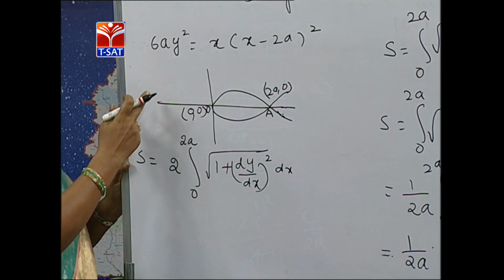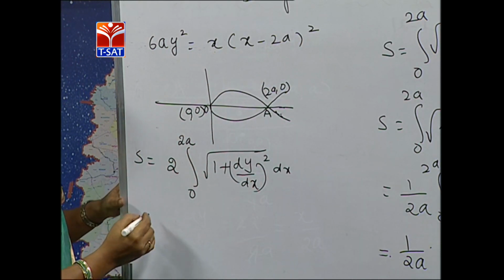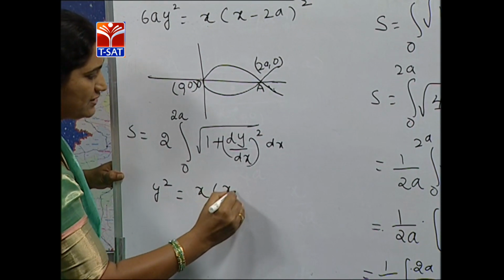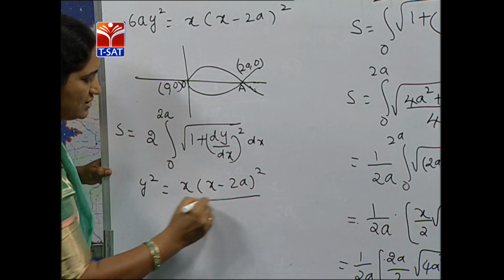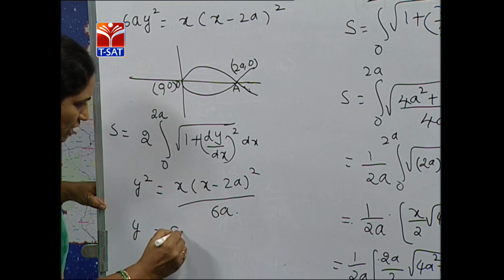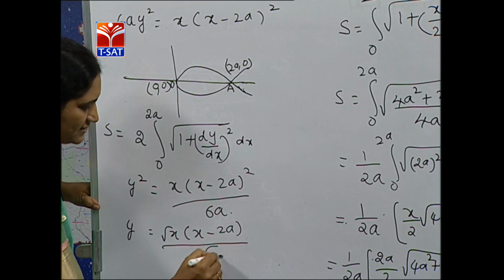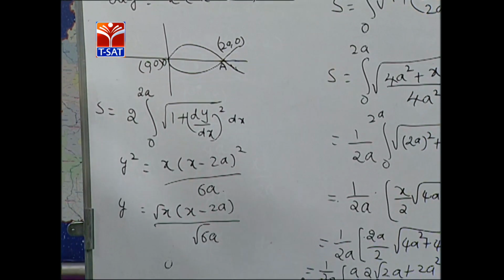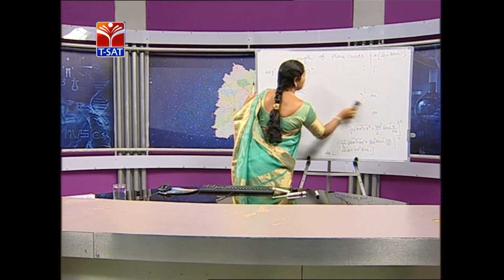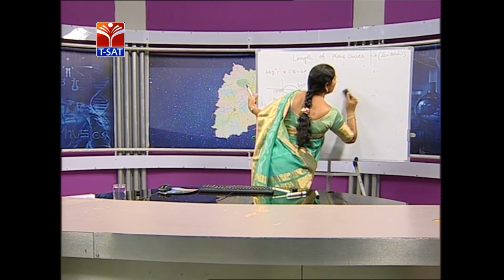What is the given curve? 6ay² = x(x − 2a)². So y² = x(x − 2a)²/6a. Now what is the y value? y = √x (x − 2a)/√6a. Now we need to differentiate this. √x times x can be written as x^(3/2), and 2a into √x is 2a√x.